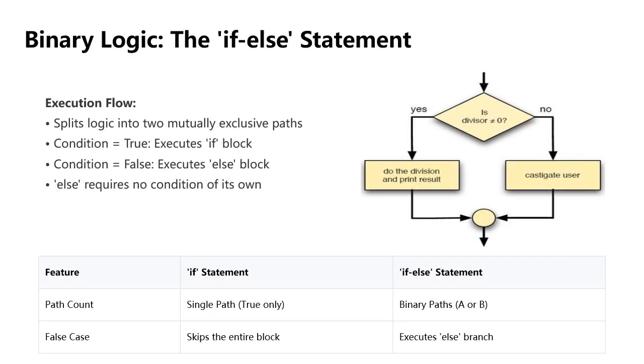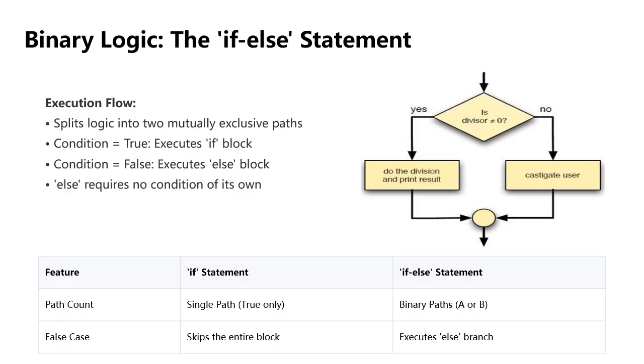Building on the simple if statements we just practiced, let's explore what happens when we need a plan B. This is what we call binary logic implemented through the if-else statement. Think of the execution flow as a fork in the road. As shown here, it splits the logic into 2 mutually exclusive paths. If the condition is true, the program follows path A. If it is false, it automatically takes path B. A crucial syntax rule to remember is that the else keyword does not take its own condition. It simply catches everything that the if statement rejected. It's the safety net for your logic.